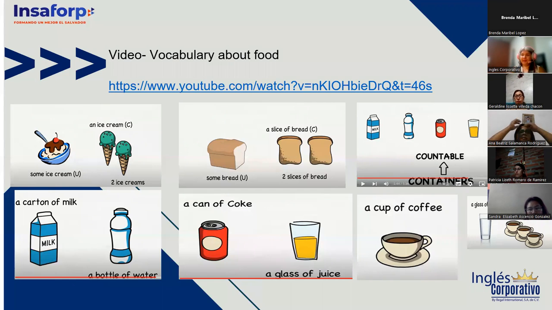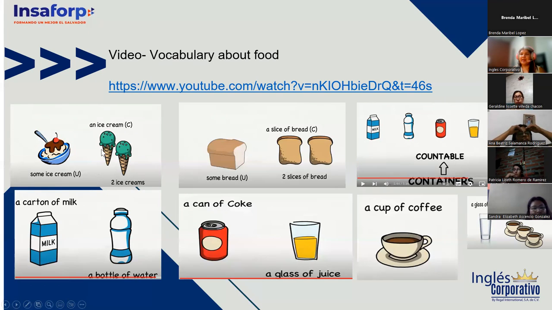Obviamente no le vamos a poner el plural a la leche, no le va a agregar S. Si tiene una o dos botellas de leche, usted puede decir a bottle of milk or two bottles of milk, okay? A bottle of water or two or three bottles of water. Pero nunca le va a agregar la S al nombre del líquido, porque aquí va a contar los containers de ese producto.